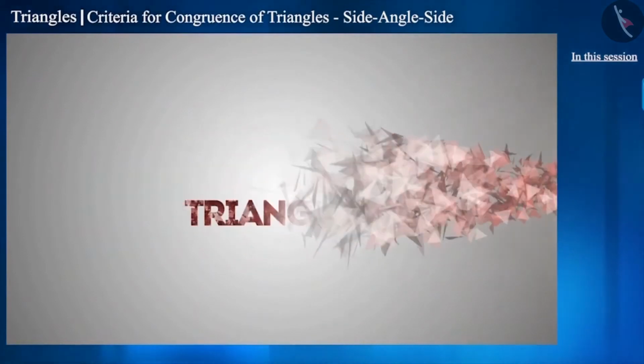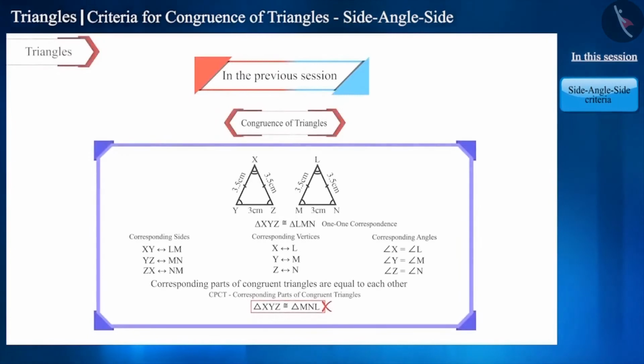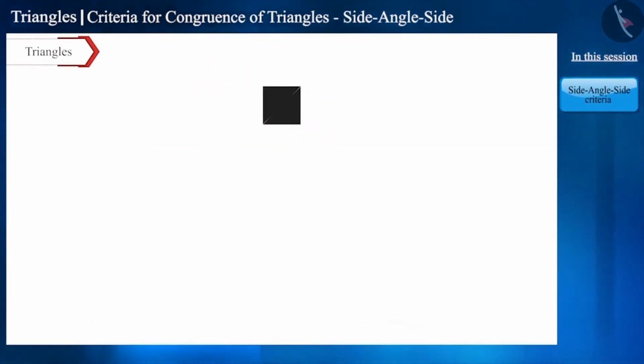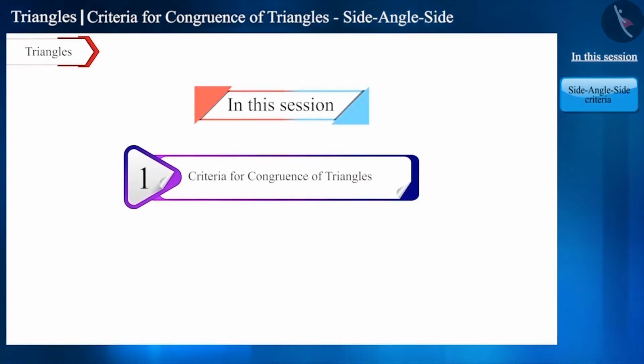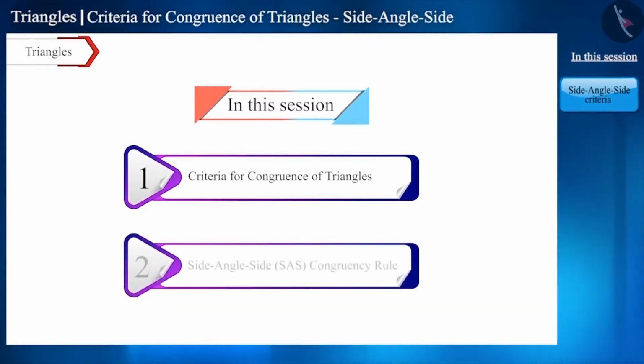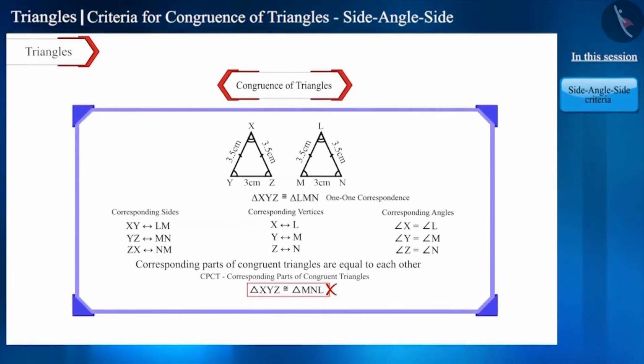Hello friends, welcome to the video on triangles. In the previous video, we discussed the congruence of triangles. Today, taking a step forward, we will discuss the criterion for the congruence of triangles. The first criterion is side angle side. Friends, when two triangles are congruent, then there is one-to-one correspondence between their sides, angles and vertices.